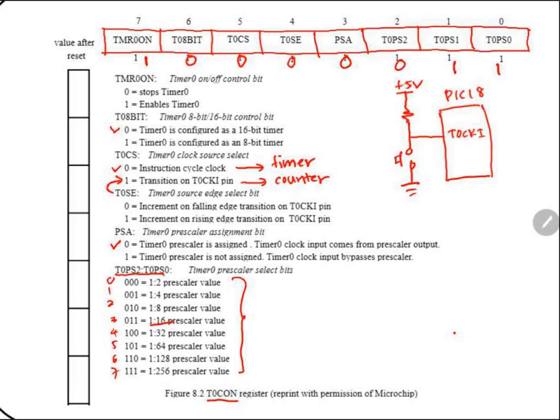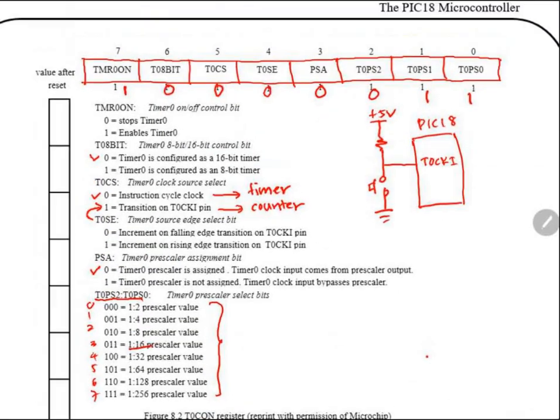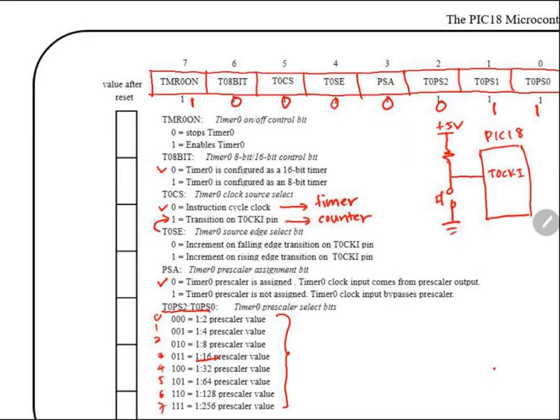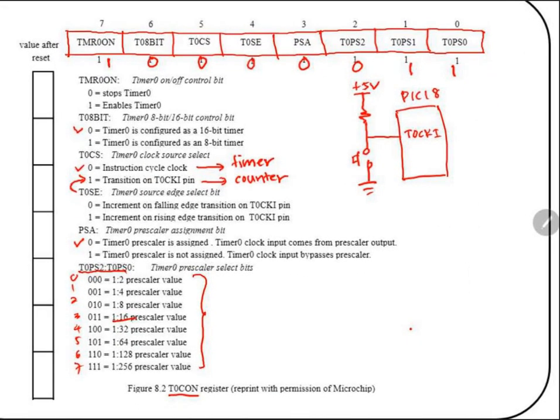So in other words, these 5 bits are fixed, right? It will be 1, 0, 0, 0, 0. That is fixed. So the only thing that you need to determine is the prescale value.